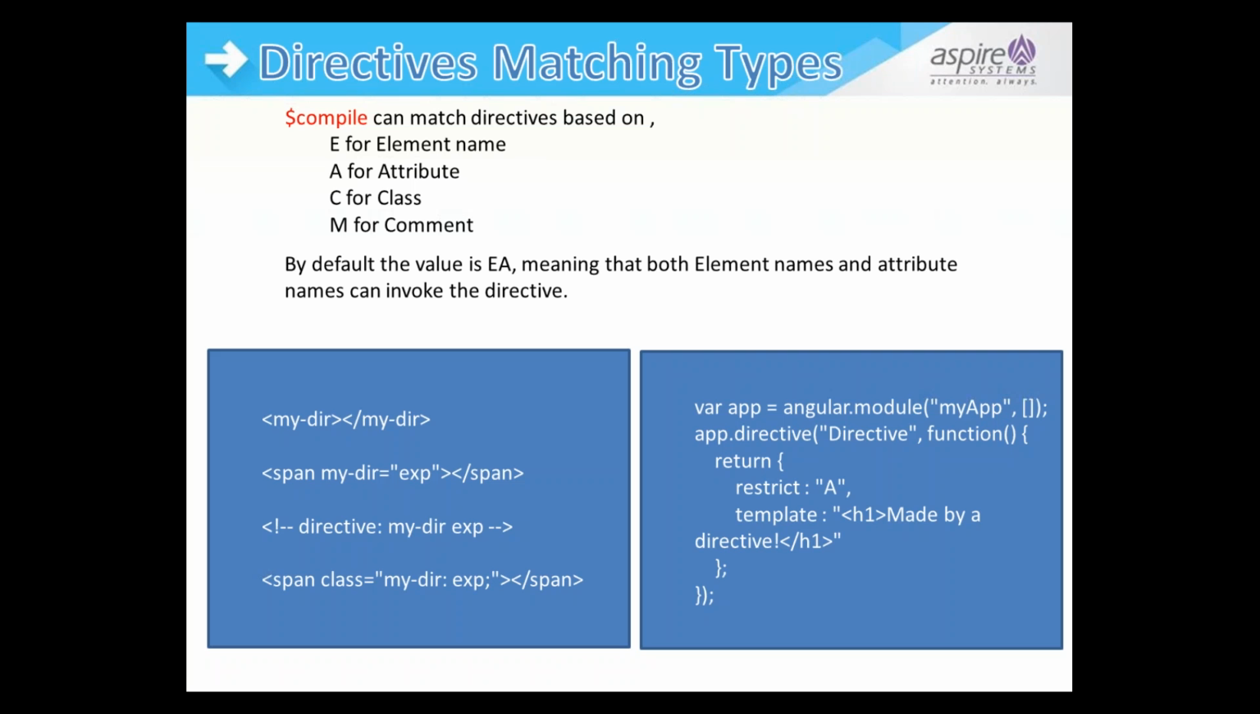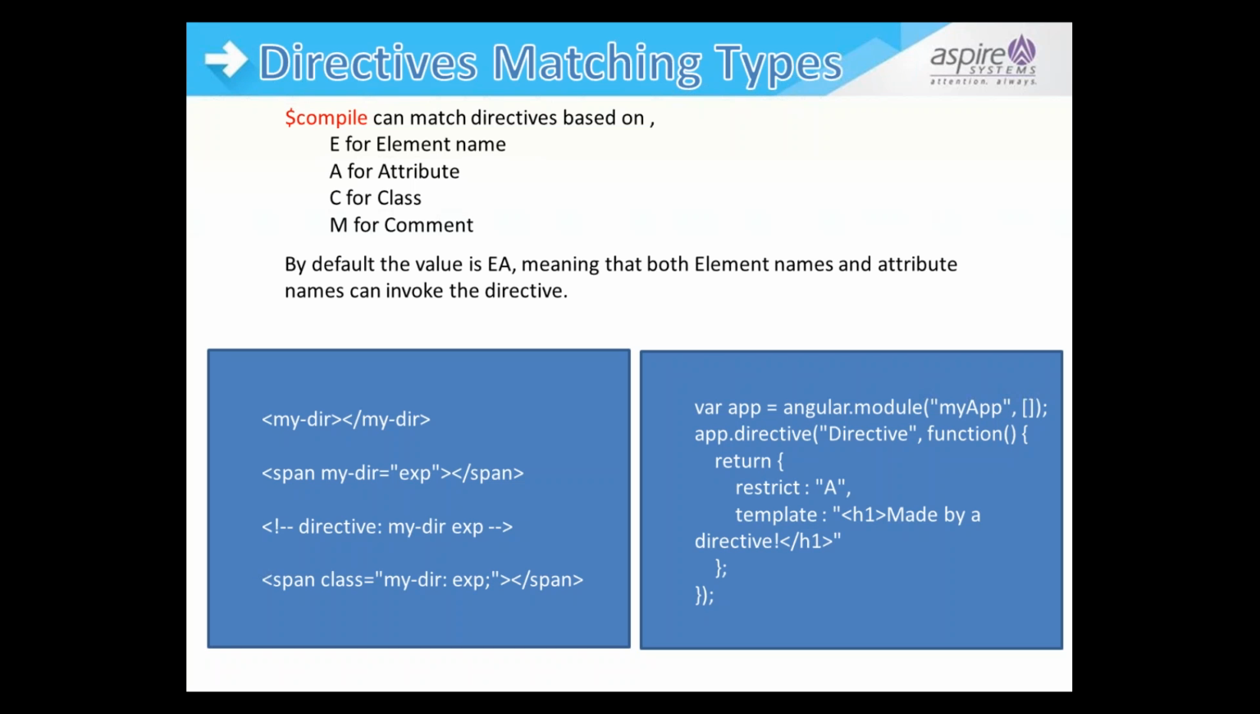First one is element. What is an element? Instead of giving it like div ABC, assume ABC is my directive name, I can directly give it as an element. Is there something called ABC tag in HTML? No, it's my directive name. I can give it like this. So this tag will replace whatever template I have mentioned in my directive. So this is one way of defining a directive.